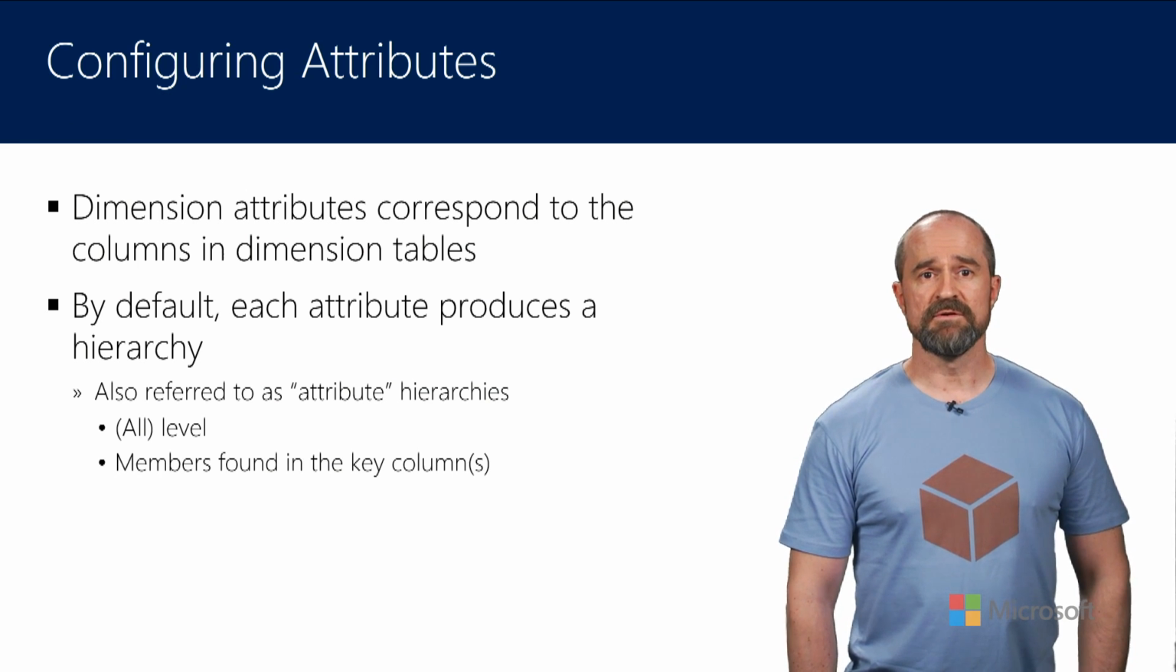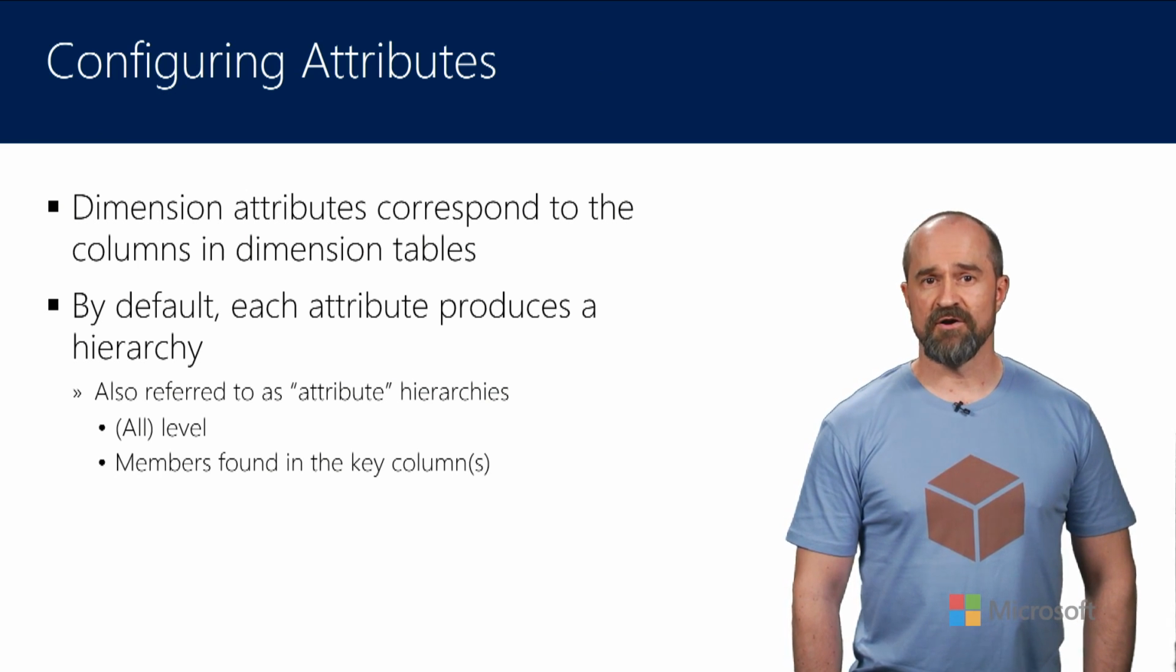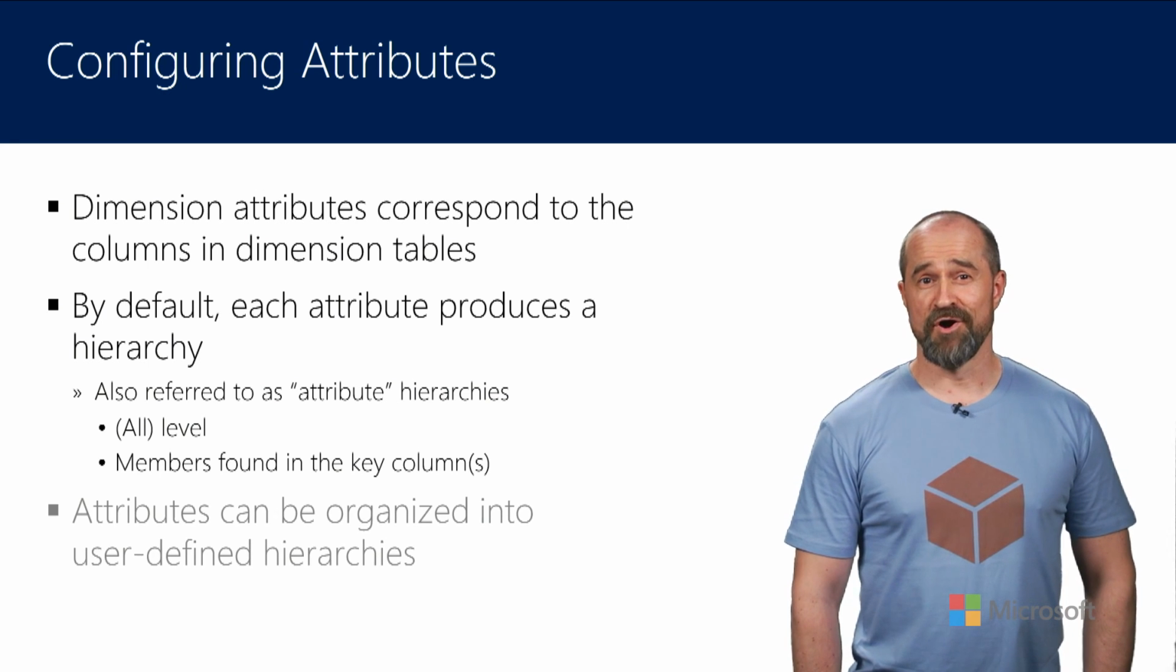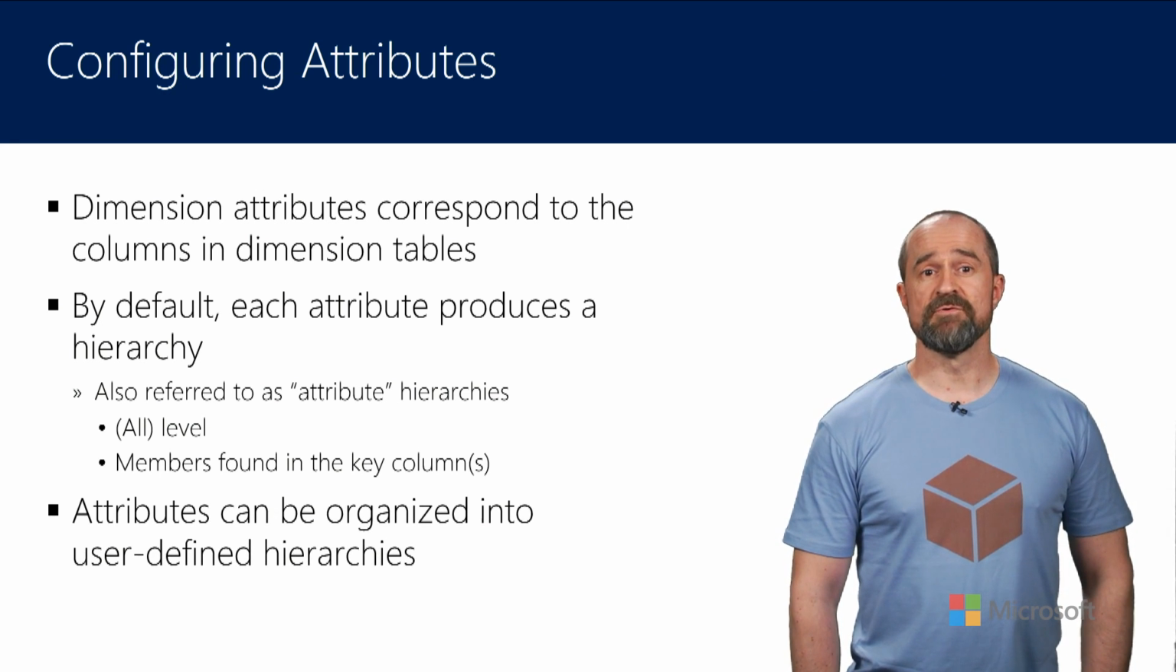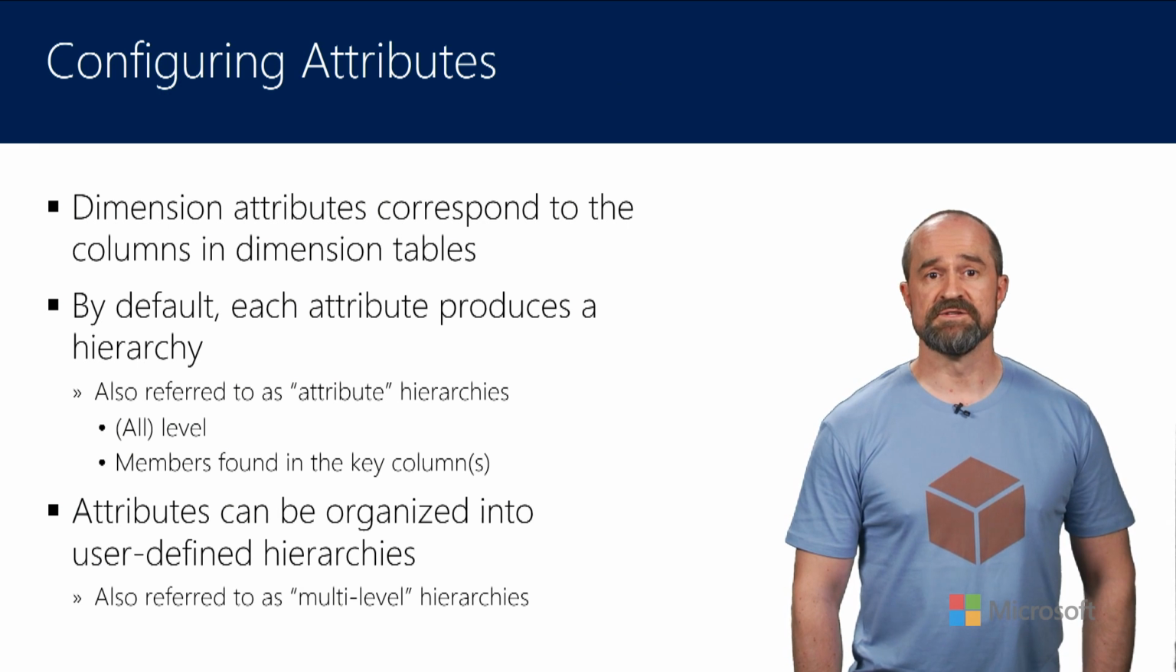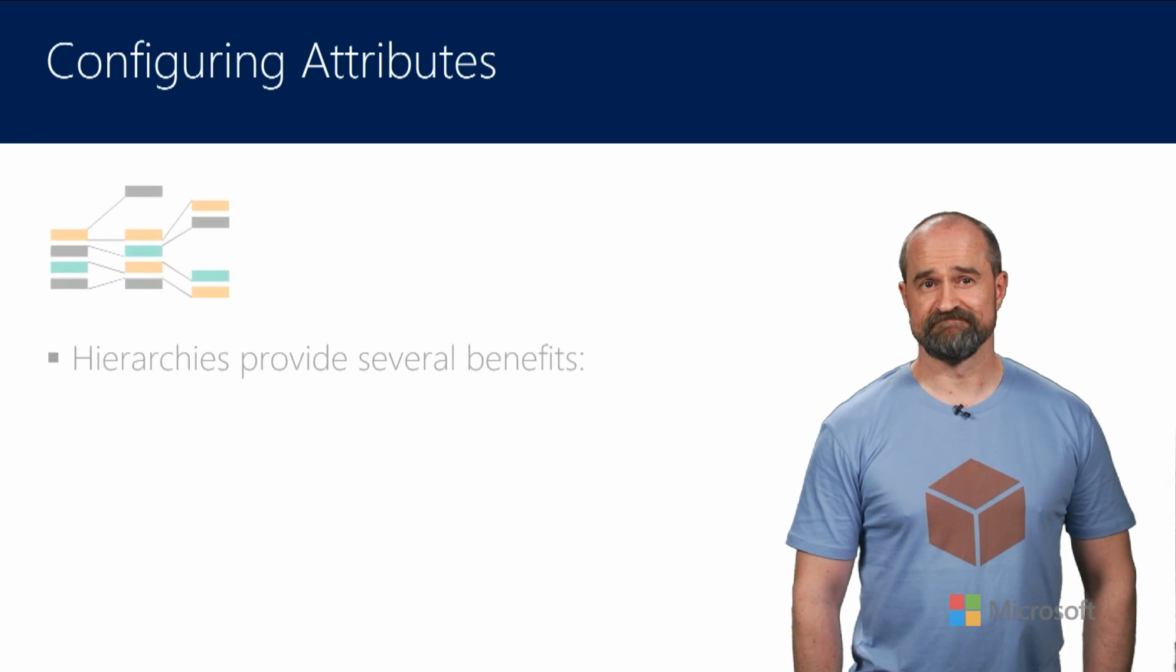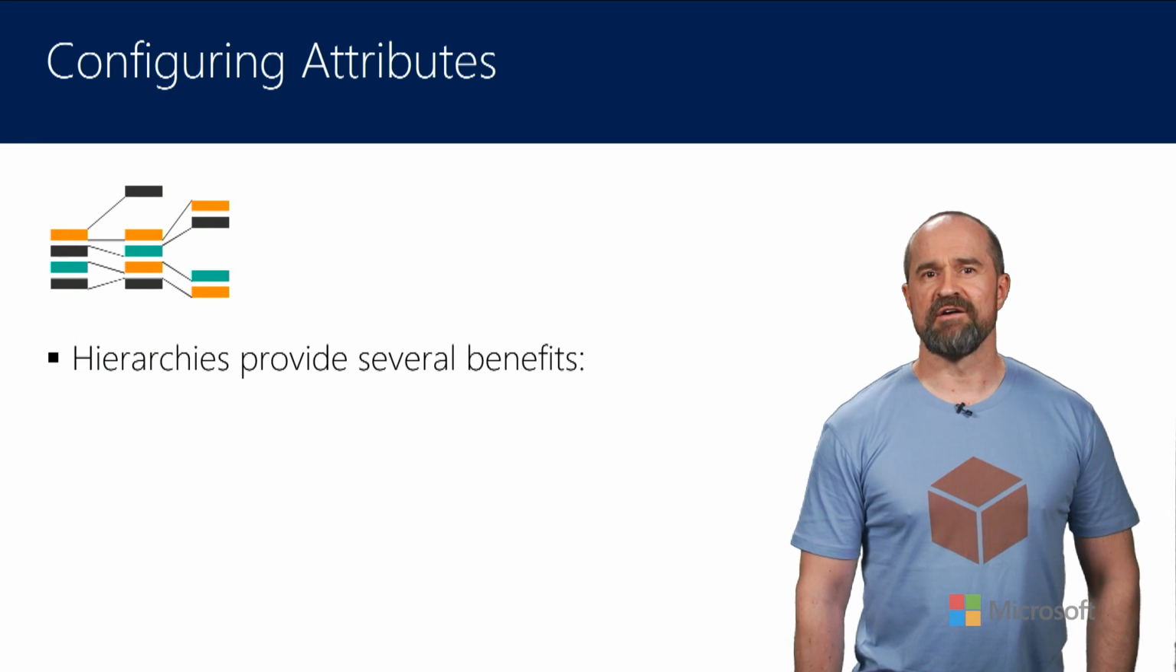They have that all level and the members found in the key columns, and I'll introduce this property in a moment. Now, these attributes can be organized into user-defined hierarchies, which are then referred to typically as multi-level hierarchies to contrast with the shallow nature of an attribute hierarchy. Let's then define what hierarchies are.